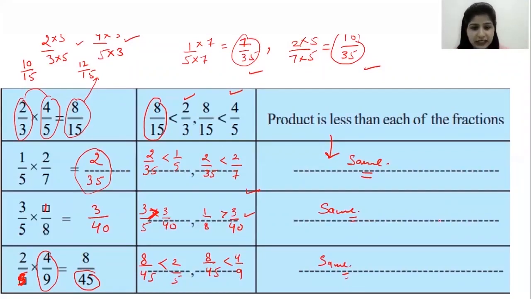If you can just check 2 upon 5, if I convert the denominator to 45, I'll multiply with 9, it will be 18 upon 45. 18 upon 45, you see it is greater than 8 upon 45. We can say this is smaller. Similarly, you can check for the second fraction. So what we say, when we multiply two proper fractions, the product is always going to be lesser than each of the fractions.